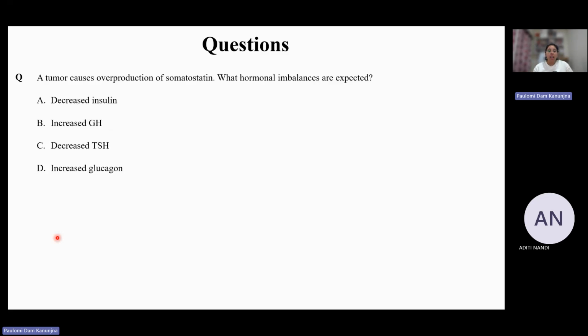Right. Quickly. Now, a tumor causes overproduction of somatostatin. So, remember what is somatostatin inhibiting and what is the downstream effect?